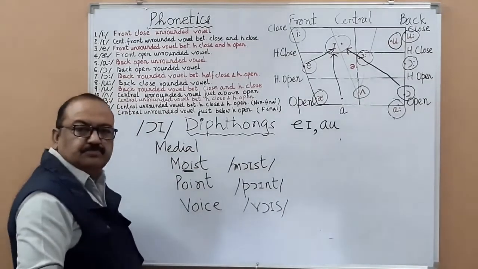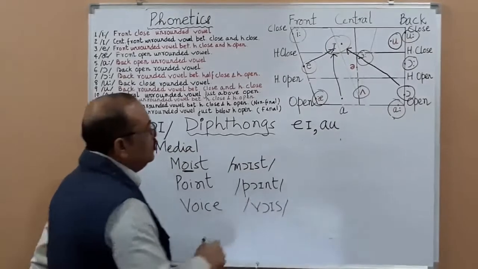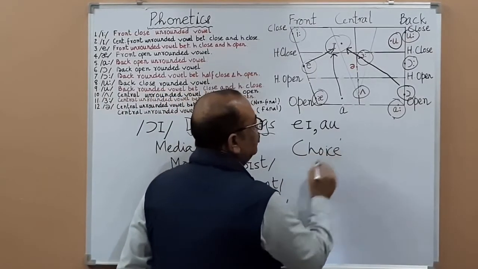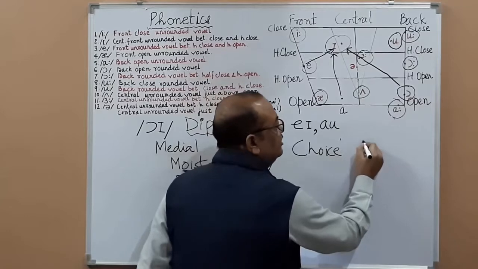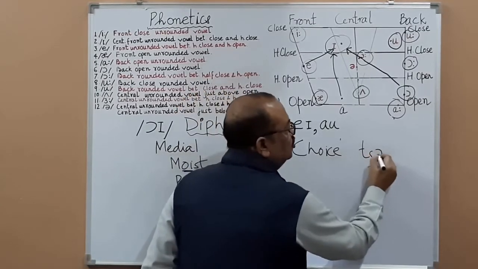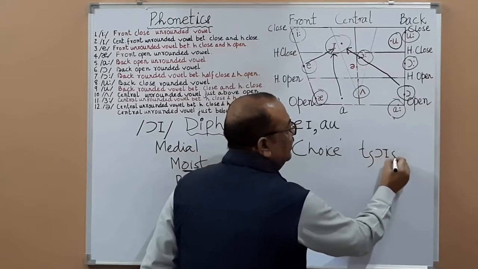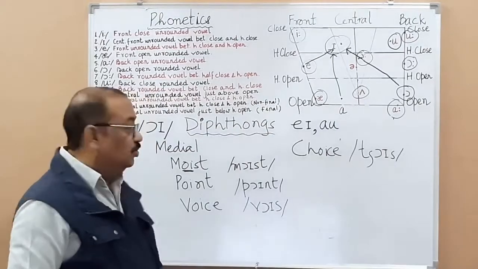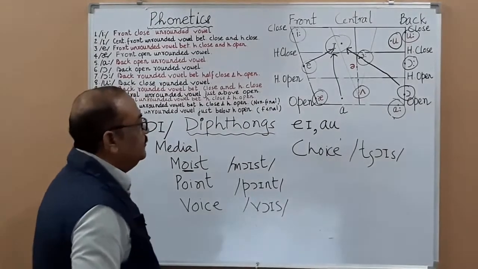Yes? Choice. Okay, good. Very nice. Choice you can have. Choice, how will you write? First write ch. This is ch, as you know. This is choi, and s. Choice. Yes? Avoid. Okay.